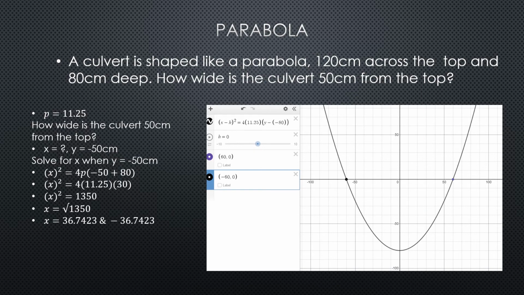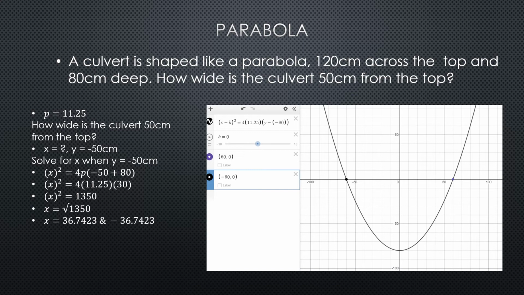So now that we've got our parabola basically defined, we want to go to the second part of this question, which is asking how wide is the culvert at 50 centimeters from the top. So we know that our y is 50 centimeters deep, right? From 0 minus 50 centimeters, because the top is basically our ground level, but we don't know what our x is. So we're going to put in our p and our y, and then solve for our x.